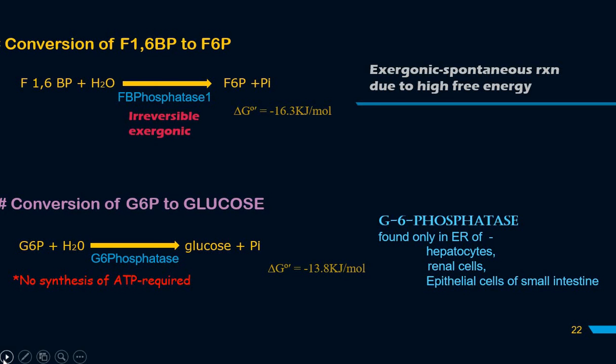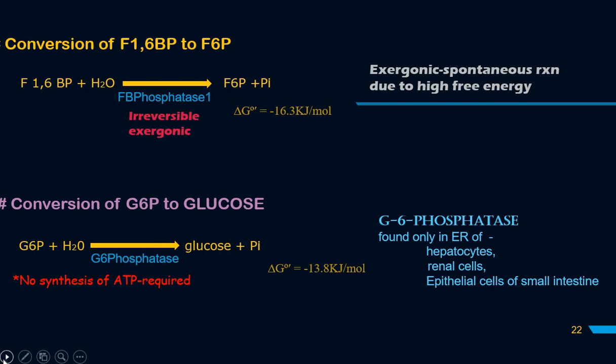So the next step is conversion of fructose 1,6 bisphosphate to fructose 6 phosphate, and it is an irreversible process. It happens by adding water molecules to the substrate, and the amount of free energy liberated here is minus 16.3 kilojoule per mole. It is an exergonic reaction, which means it is a spontaneous reaction due to the liberation of high free energy. Then the last irreversible step in glycolysis is conversion of glucose 6 phosphate to glucose.